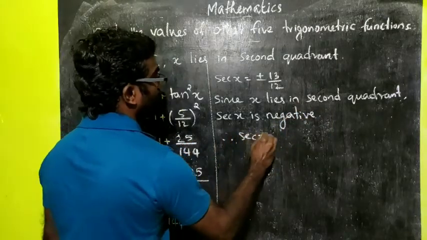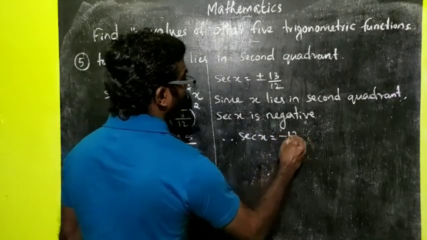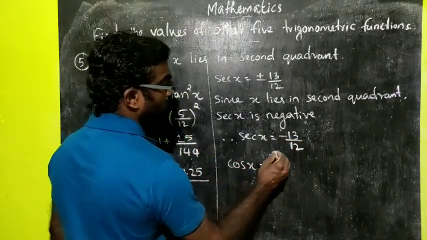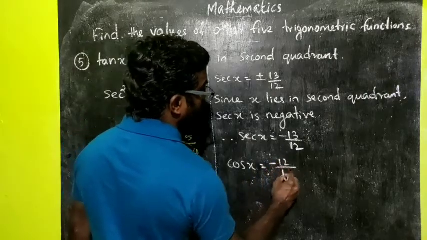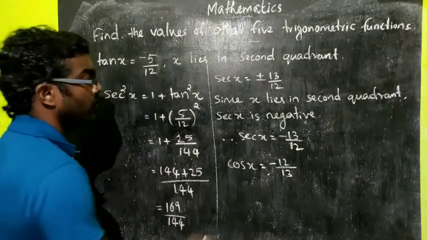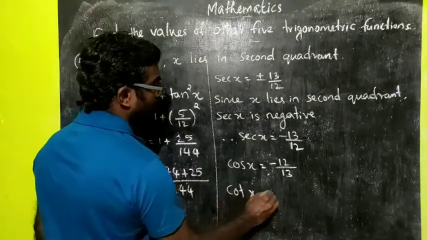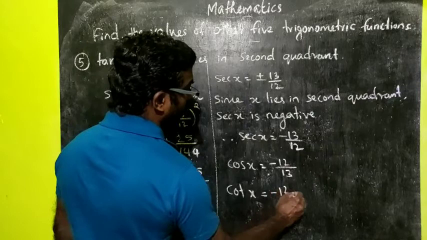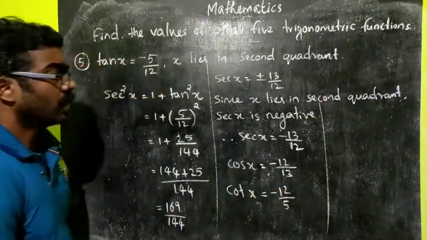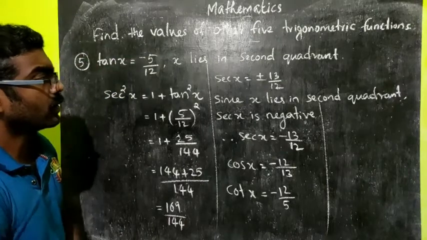Therefore, sec x is equal to minus 13 by 12. From this we can write cos x. Cos is the reciprocal of sec, so minus 12 by 13. Then tan x is given, so cot x is equal to the reciprocal of tan, minus 12 by 5. And here we have to find sin x and cosec x.